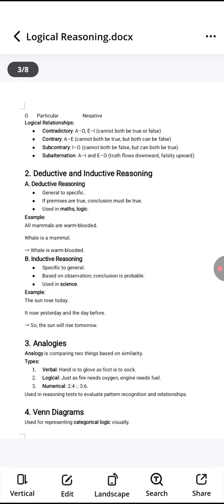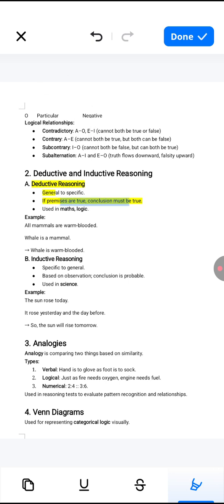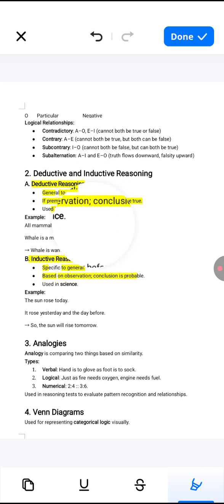Deductive reasoning and inductive reasoning. This is very, very important from the exam point of view. What is deductive reasoning and what is inductive reasoning? The definition is very important. Deductive reasoning is general to specific, and if the premises are true, the conclusion must be true. And inductive reasoning is specific to general, based on observation, and the conclusion is probable.